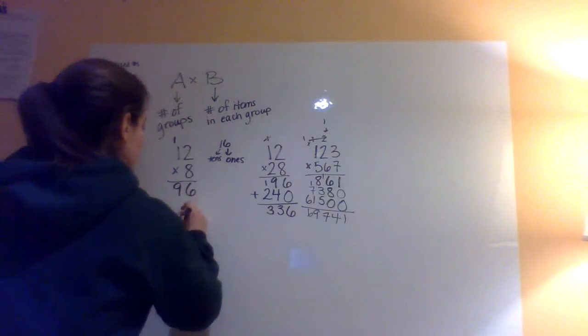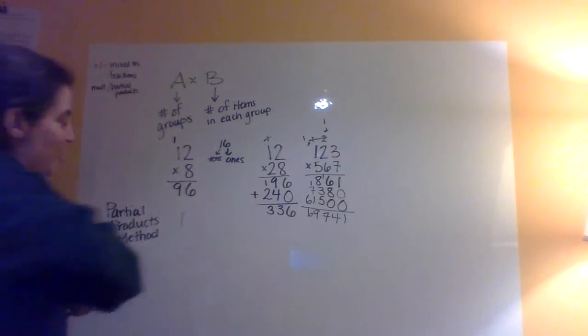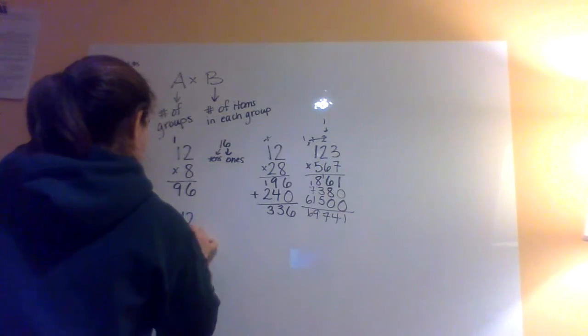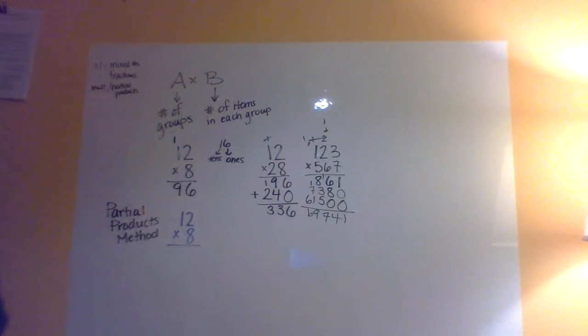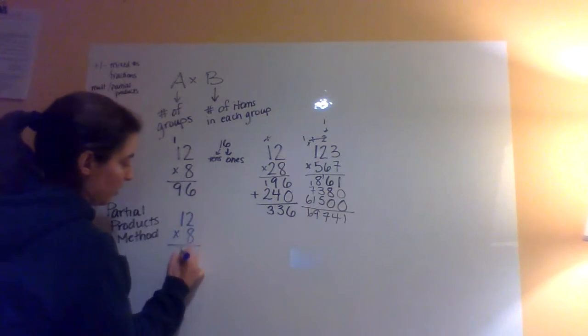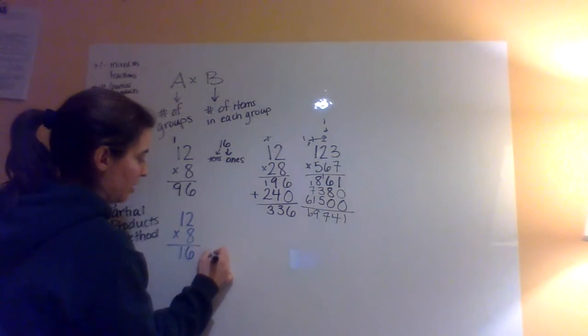Do it in purple. My purple marker's dying. 12 times 8. With partial products, we're not going to hide those intermediate values we get along the way. We're going to write them right out there. So 8 times 2 is 16. I'm going to write 16 right here. So this is 8 times 2.